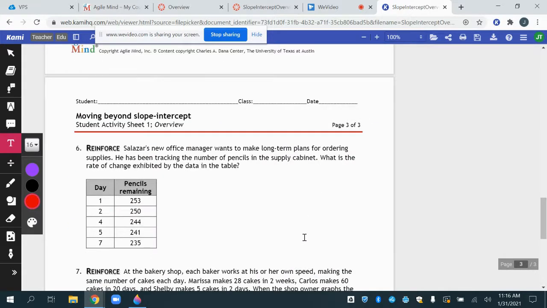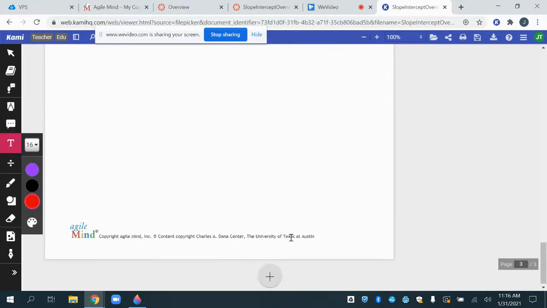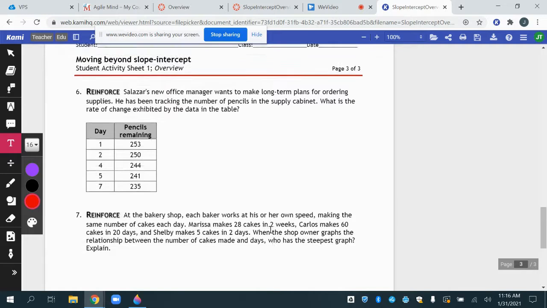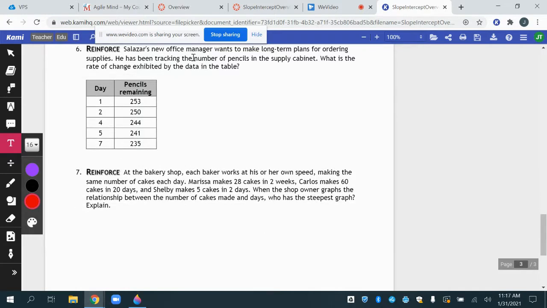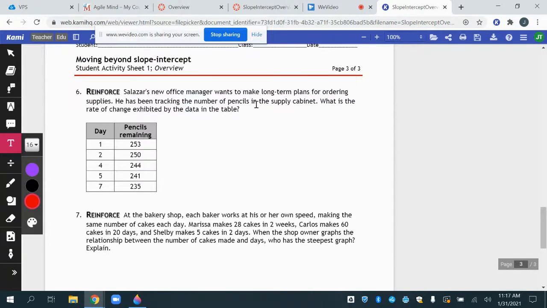And that's the trick. Okay, now we're going to do reinforcing, which should go faster. Salazar has a new office manager and wants to make long-term plans for ordering supplies. He's been tracking the number of pencils in the supply cabinet. What's the rate of change exhibited in the data?